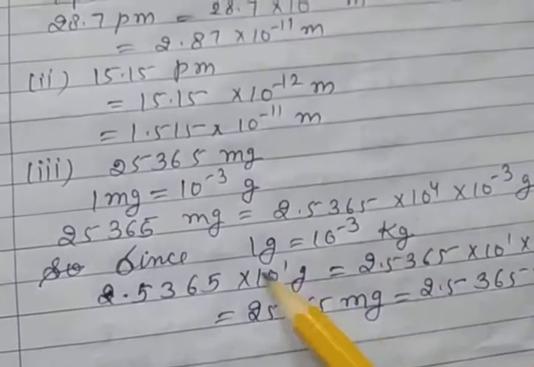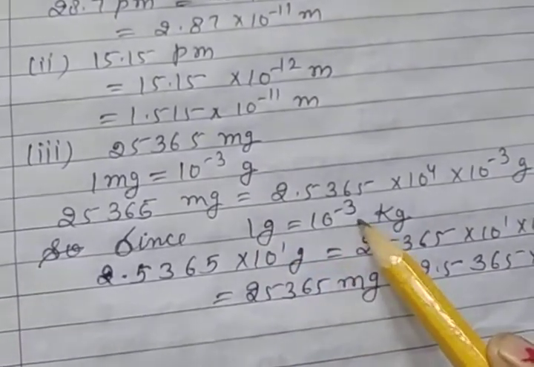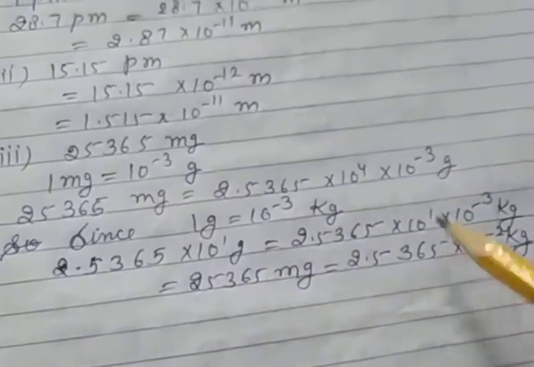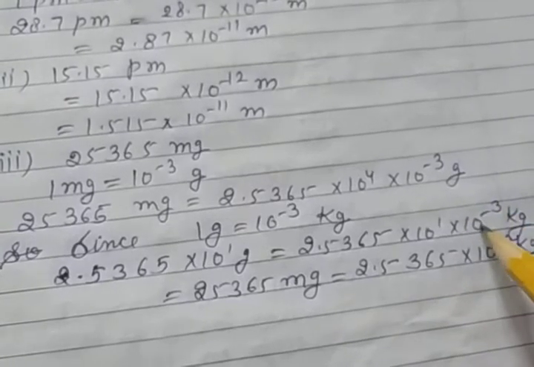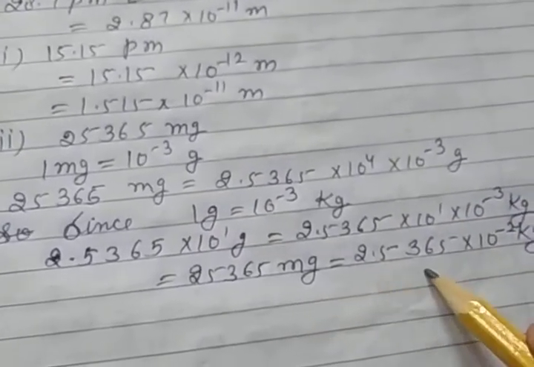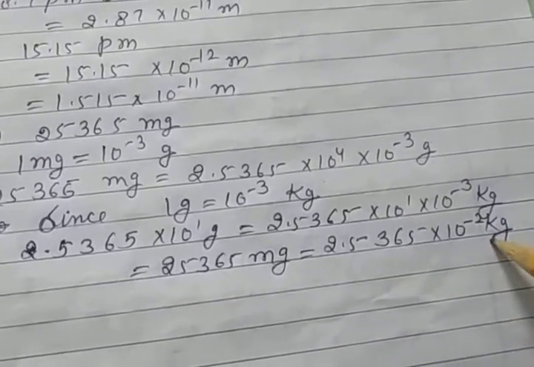Then you already know that 1 gram is equal to 10 to the power minus 3 kilogram. So to convert this value into kilogram, we multiply by 10 to the power minus 3. So minus 3 and then plus 1 gives minus 2, and the value comes to 2.5365 into 10 to the power minus 2 kilogram.